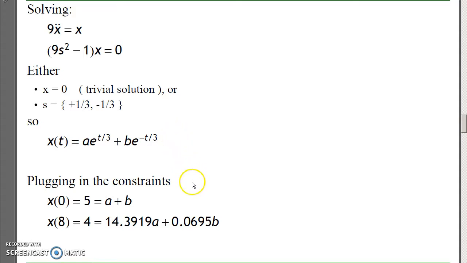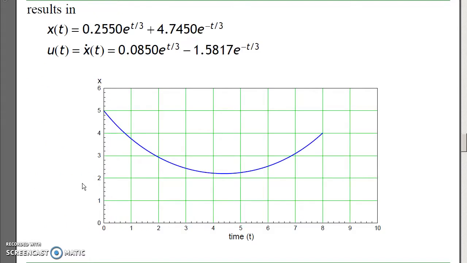Plugging in your endpoint constraints, at t equals 0, x is 5. At t equals 8, x is 4. Solving for a and b gives you x of t. And since x dot equals u, take the derivative. That's also the input. This is the optimal input to drive you from 5 to 4 in 8 seconds. My cost function is I'm going to weight x squared and u squared. By weighting x squared, notice that I want to come down. That reduces x, reduces the cost, and then come back up.